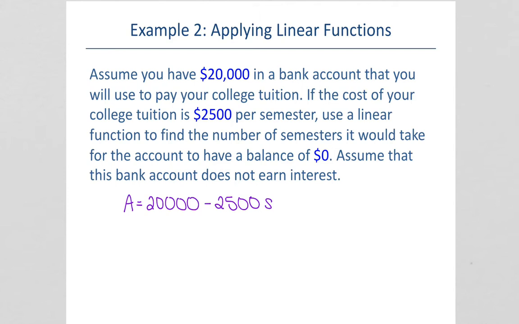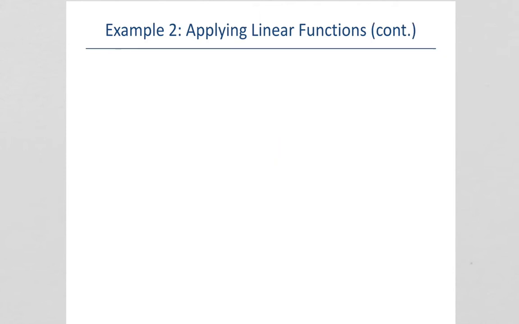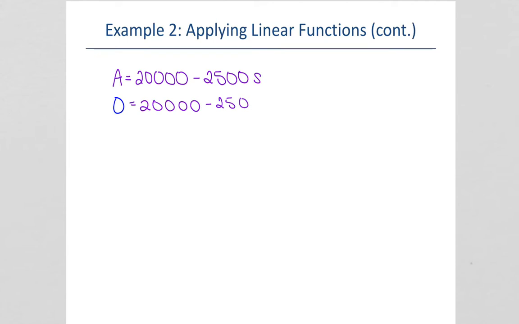Okay, we want to find out when that will be 0. So when will the amount in the account be 0? So we plug in 0 for A, and then we solve for S. So first, subtract 20,000 from both sides.